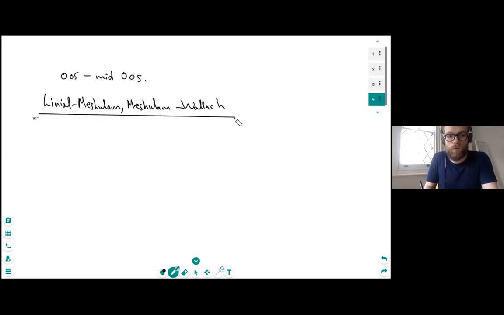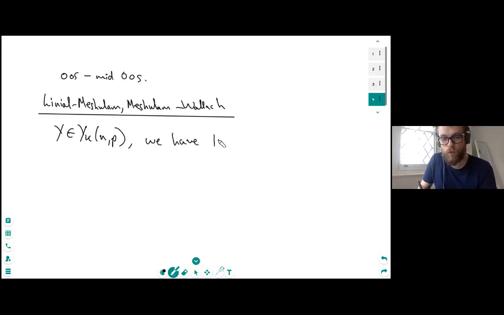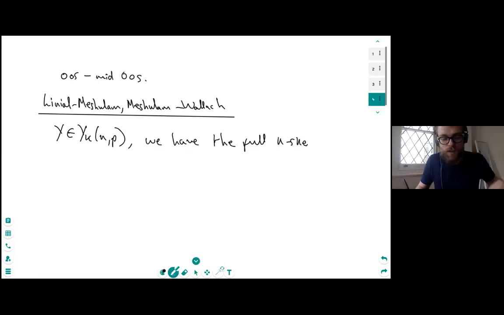So what happens here? If we think about a random graph, what happened? We had all vertices and we added edges at random. So as a person who studies simplicial complexes, I would say that we had the full zero skeleton and we added one dimensional simplices at random. So for Linial-Meshulam, for a random complex in Y_k(n,p), what do we have? We have the full (k minus one) skeleton.